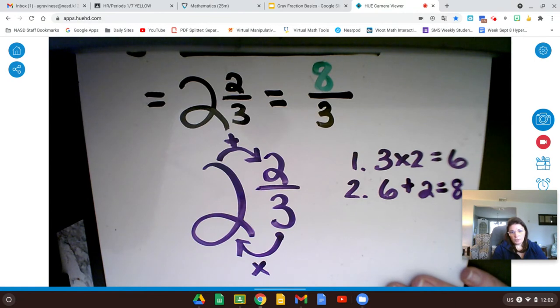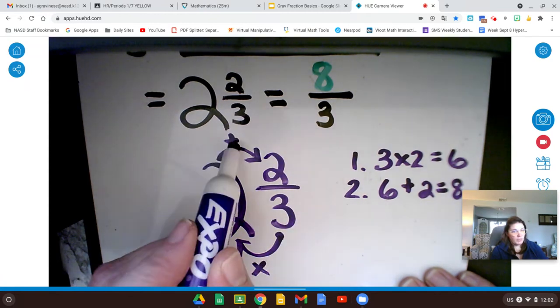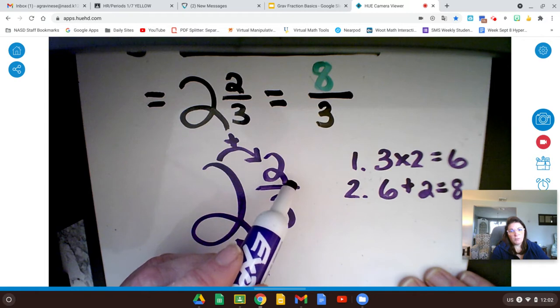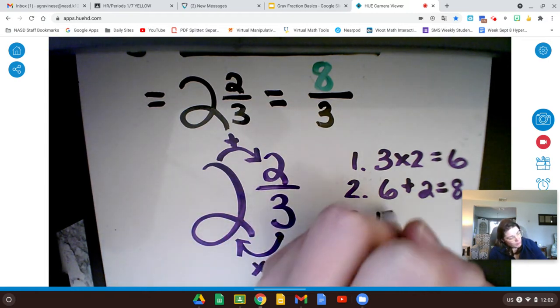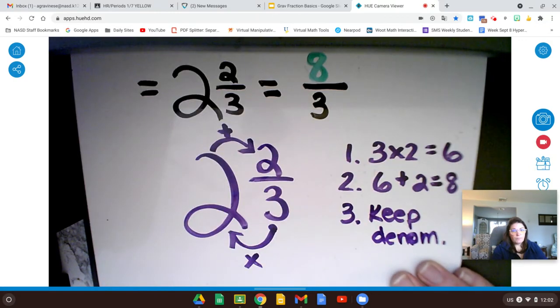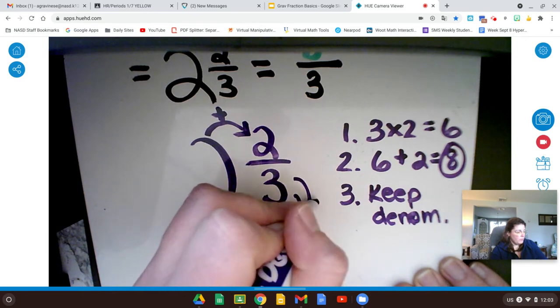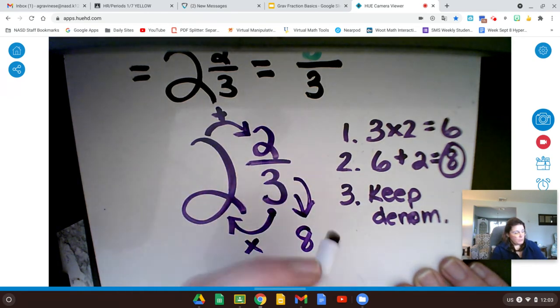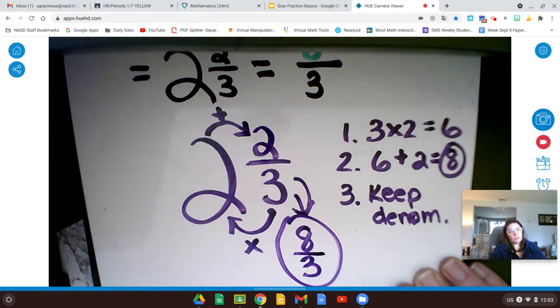I call this the circle-y thing. There's no technical term that I use. I just call it the circle-y thing because we start here at the bottom and then we circle our way around kind of like a clock. It's called clockwise, and we end at the top. And then we always keep the denominator. So what we got after we added is 8, our numerator. And then we keep the denominator, 8/3. Well, wait a minute, that's what we got when we used the model.